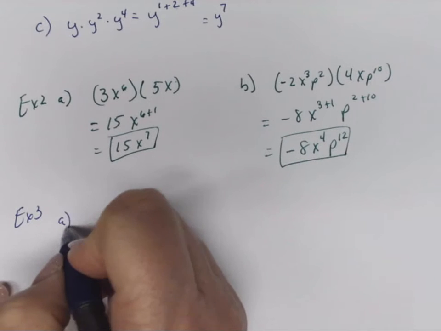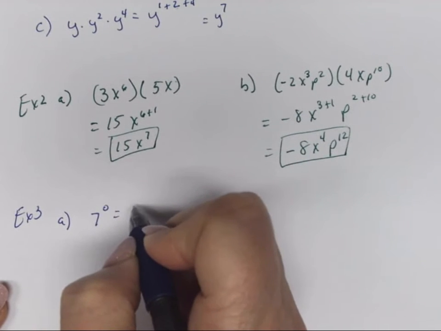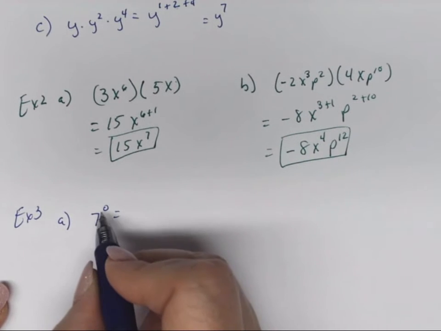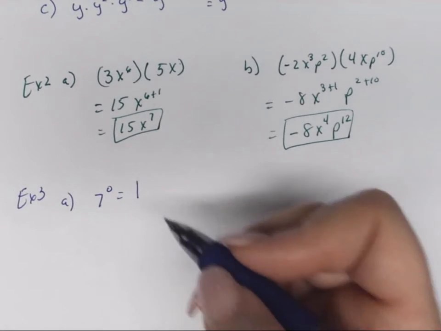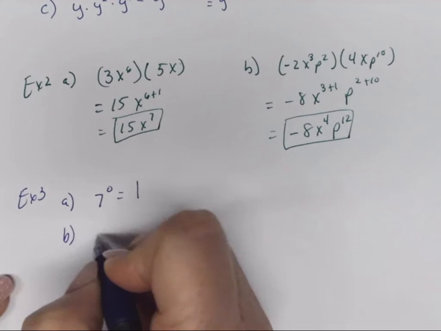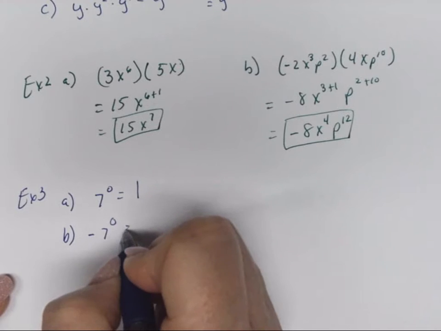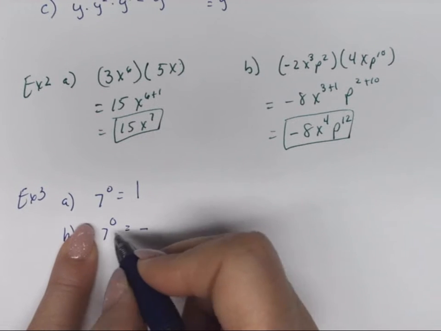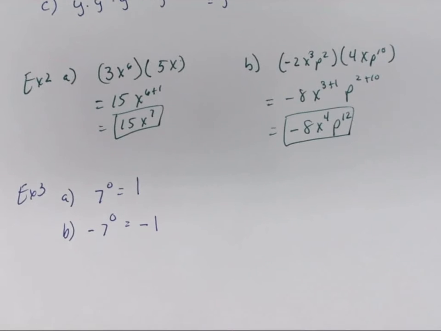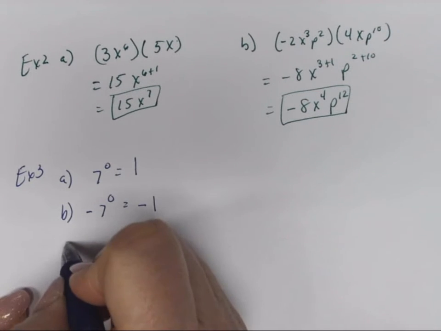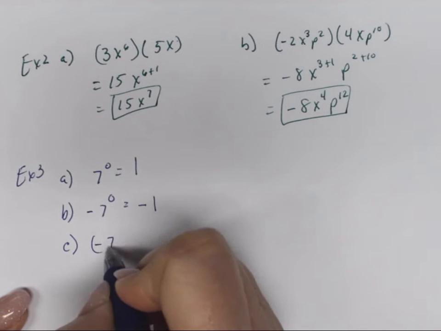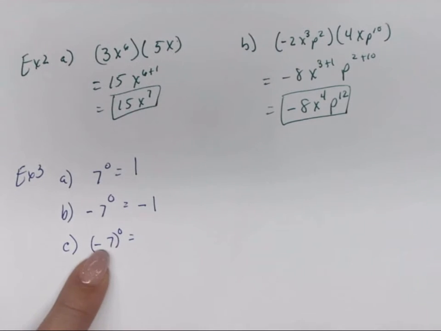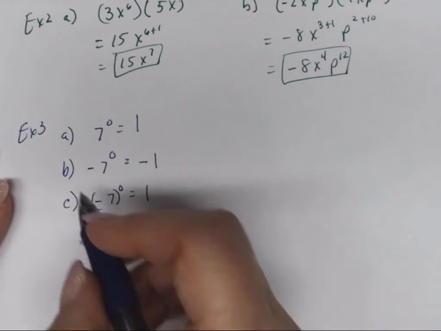So if we look at the first one, we have 7 to the 0 power. Well, anything to the 0 is going to be equal to 1. Negative 7 to the 0 is only on the 7, so the negative sticks, and 7 to the 0 is 1, so it'll be negative 1. However, if it's in parentheses, the whole thing is raised to the 0 power, and it'll be positive 1, because the negative is part of the base.